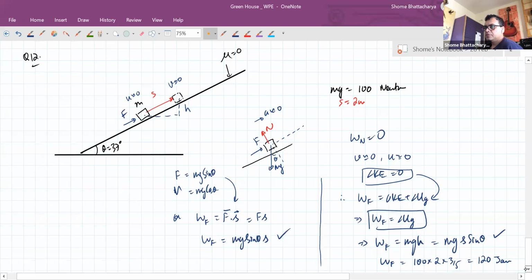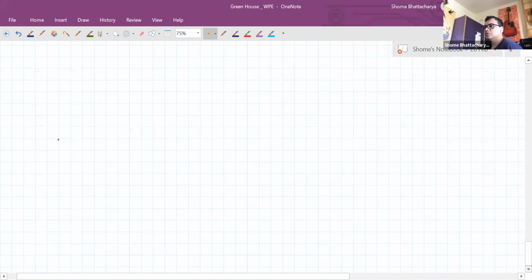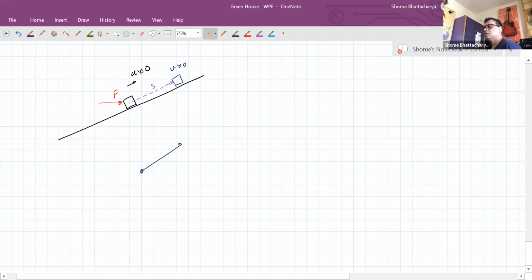Okay, let's understand the second part. So in the second part of the question, what is happening is instead of applying the force along the inclined plane, the external agent is applying the force horizontally like this. But still the block is going very slowly, so acceleration is tending to zero. So this time as the block makes a displacement of s like this, the work done is, if we calculate it directly, we can see that the work done is going to come in a different way. The displacement s is like this.